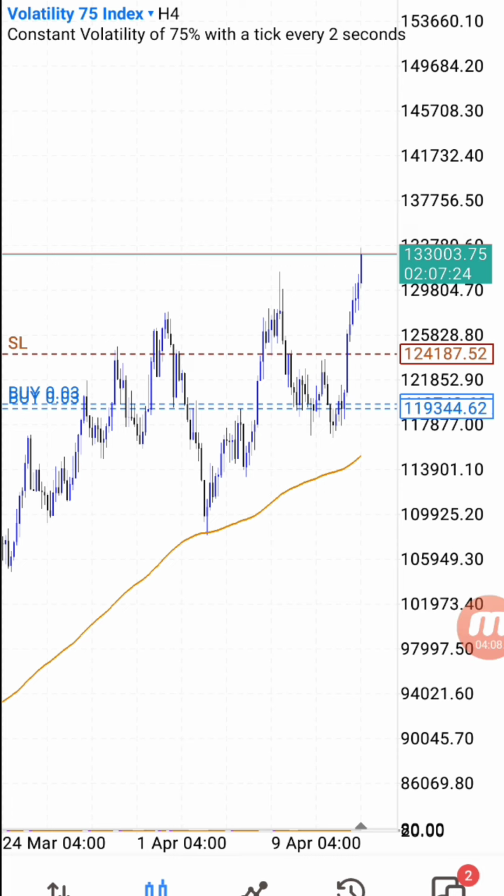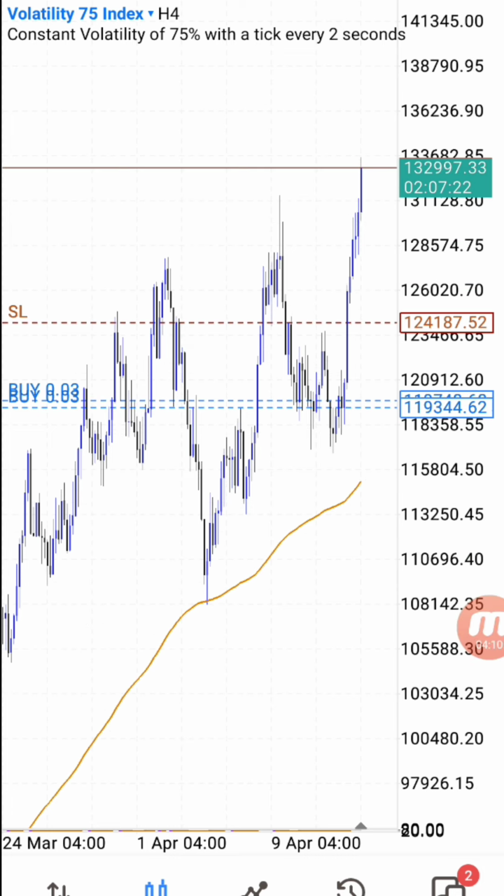Now the point is this: it is the pullback of price that you want to be taking advantage of. Whatever I'm saying, this is a bullish scenario. What I'm saying here, the opposite is the case for a bearish scenario. So price will always make a move either to the upside or to the downside, and then will retrace to a certain level or pull back to a certain level.